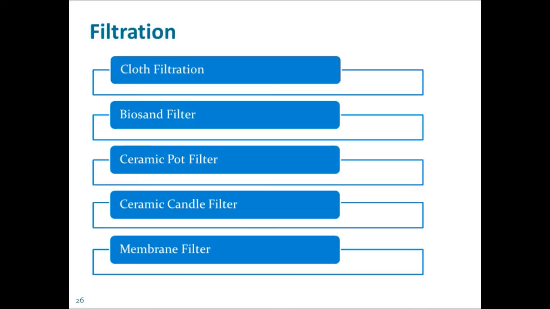We'll briefly discuss these five filtration technology options with you: cloth filtration, biosand filtration, ceramic pot filter, ceramic candle filter, and the membrane filter. These represent some of the most common forms of filtration in household water treatment.